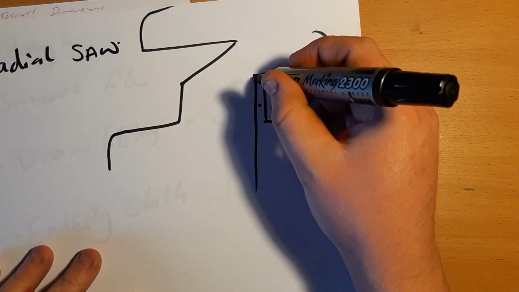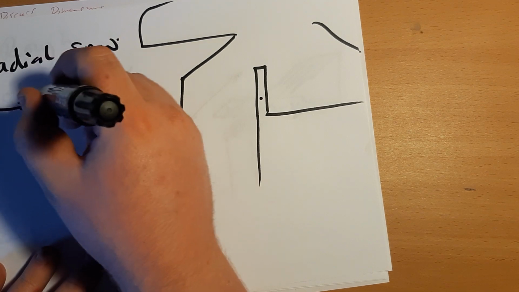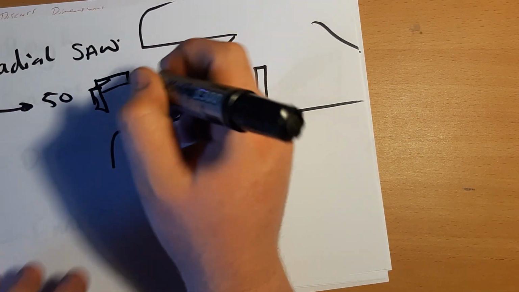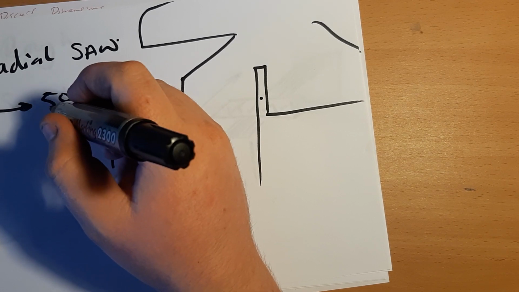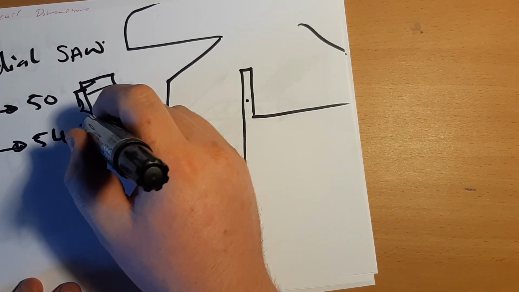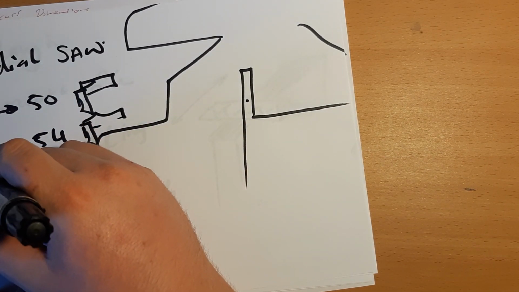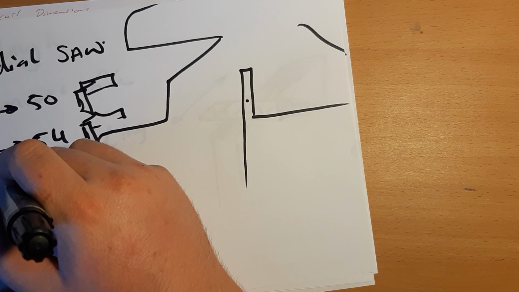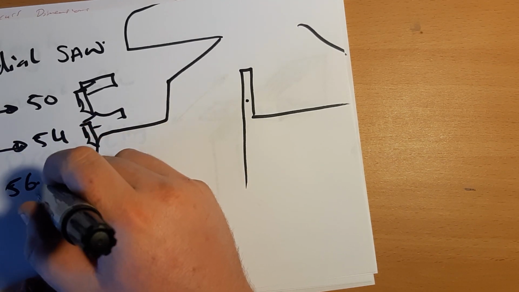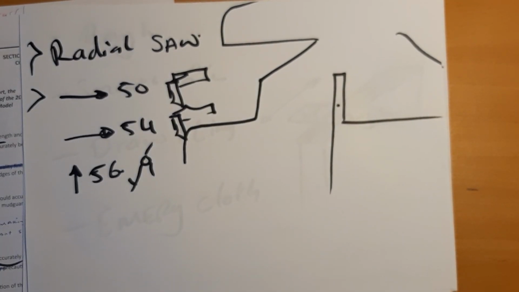So again, you're going to talk about marking it out. You measure over 50, and then you try-square that up the piece. Then you measure over 54. You're going to try-square that one as well. And then you measure up. The height of that is, going from memory, 56. And then you're going to use your odd-leg calipers for that. So that's how it's marked out.